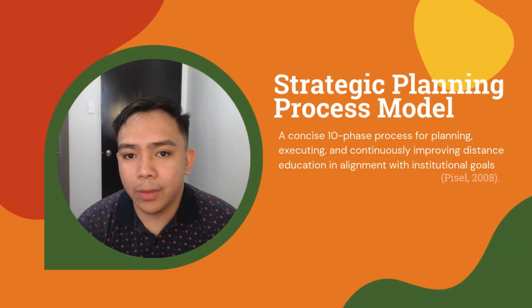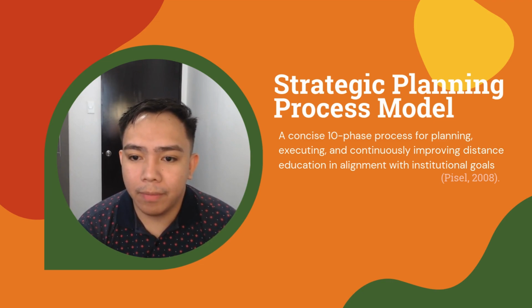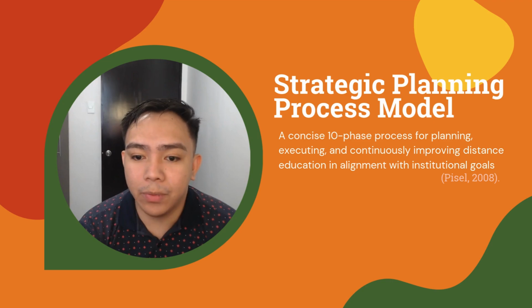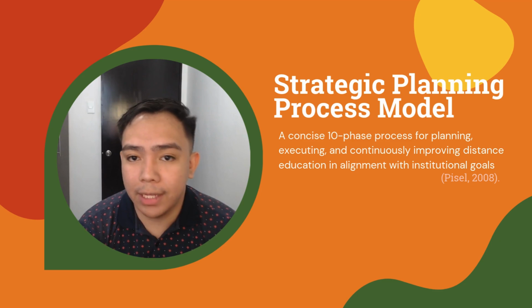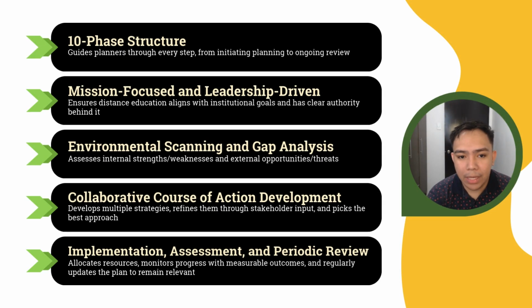Let's begin. The strategic model that we're going to discuss from Pilsen is basically called a strategic planning process model. It's a concise 10-phase process that includes planning, executing, and continuously improving distance education in alignment with the goals and the mission and vision of the institution. From Pilsen's paper, this is just a summary of what the model is.